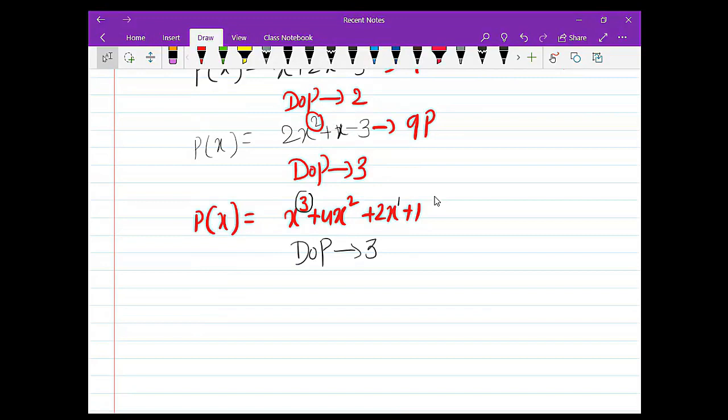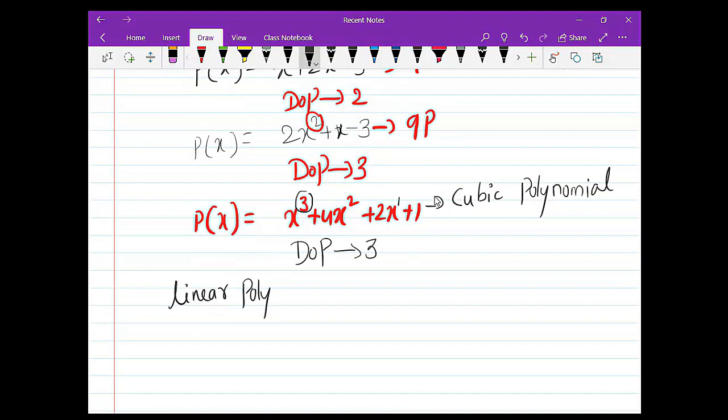Okay. So if we have degree 3, then we call it a cubic polynomial. Yes, cubic polynomial. Okay, see whatever you have learned here. The first one is a linear polynomial. Degree of the linear polynomial is what? 1.